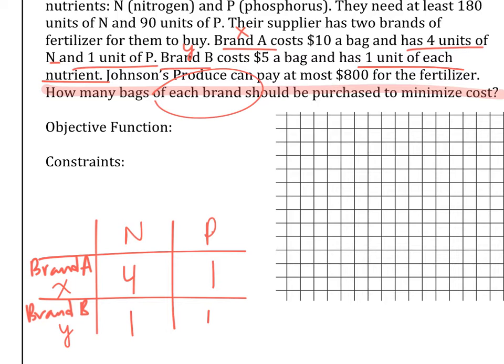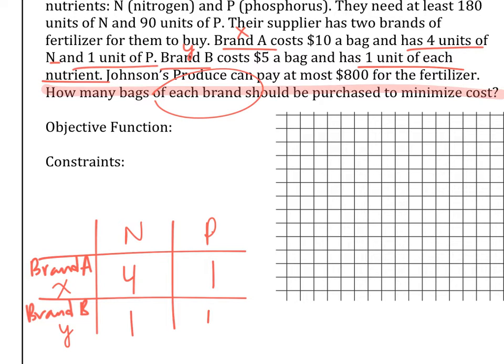Now let me ask you another question. If you buy 2 bags of brand A, how much nitrogen do you get? 8. And how much phosphorus? 2. If you buy 3 bags of brand A, how much nitrogen do you get? 12. And then how much phosphorus? 3.